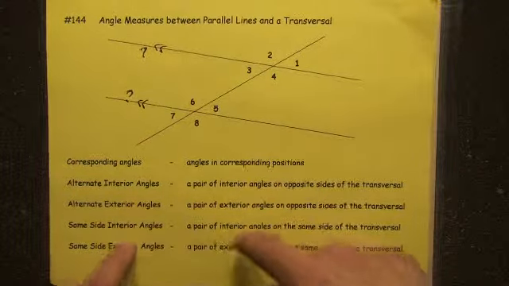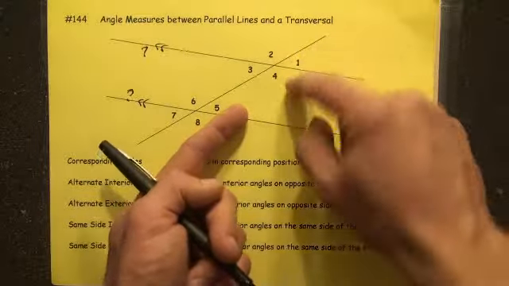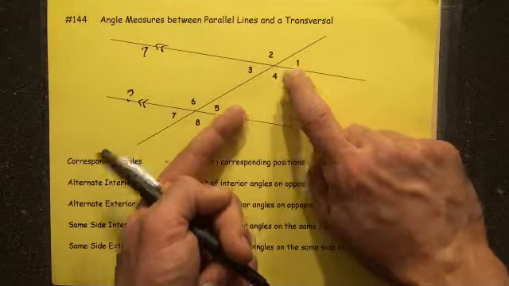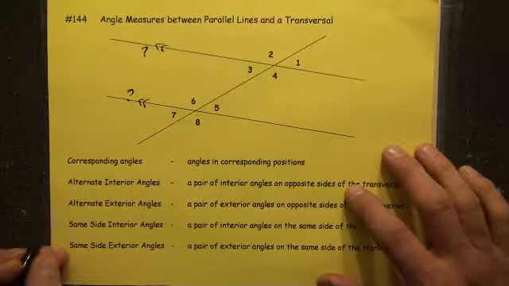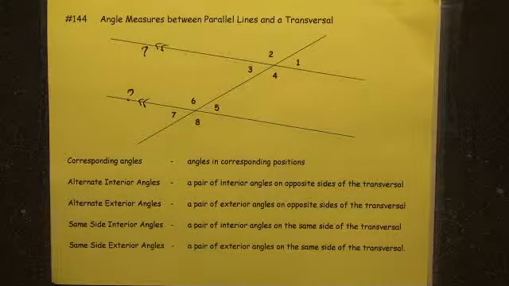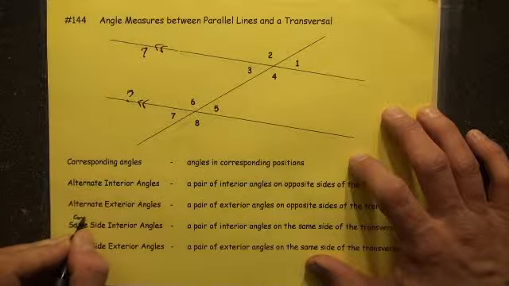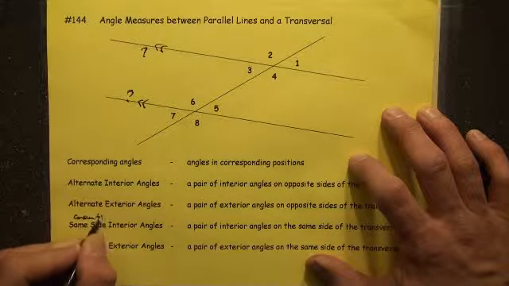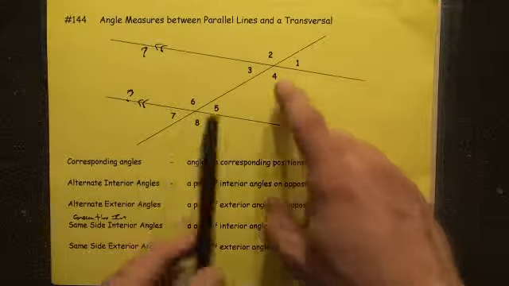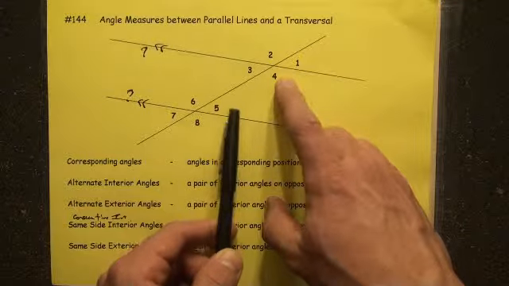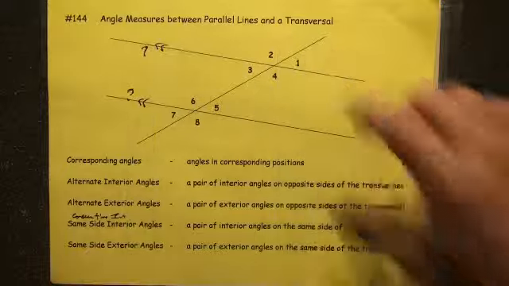Same side interior angles. Now we're on the inside, but we're talking about the same side interior. So 4 and 5 are same side interior, 3 and 6 are same side interior. You'll also see these referred to as, what are they called? I forget. Oh, consecutive interior angles. That's right. Some textbooks will call them consecutive interior angles. So 4 and 5 would be consecutive interior, or you could also call them same side interior. All right, same side exterior, 1 and 8, 2 and 7.